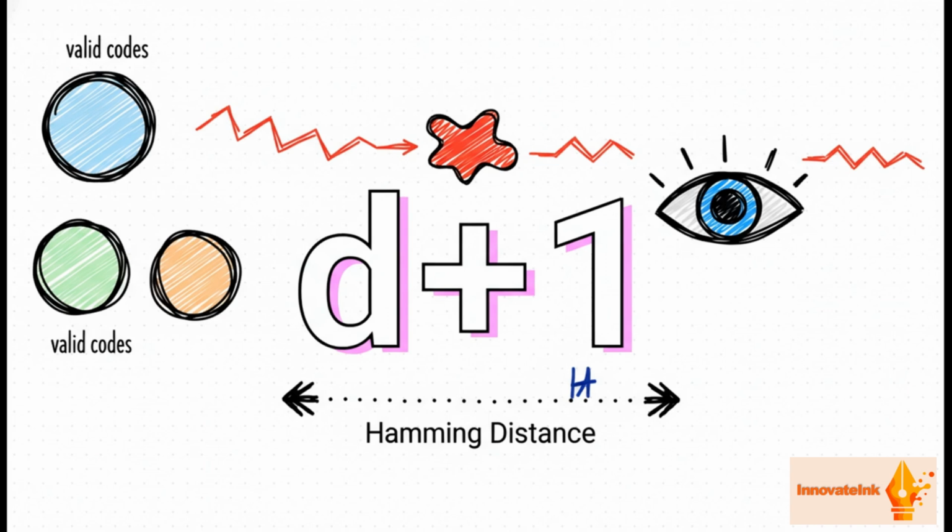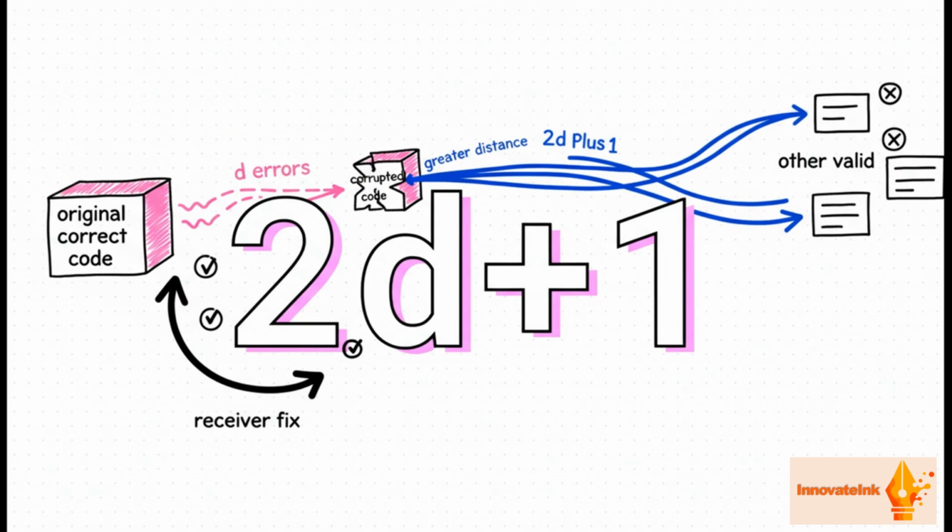This basically creates a buffer zone. So if our only valid codes were 000 and 111, which have a distance of 3, a single bit error like 001 is super easy to spot because, well, it's not a valid code. But what if we want to do more than just detect an error?